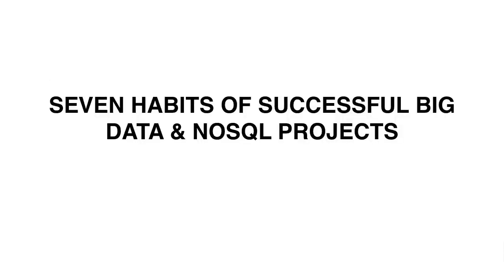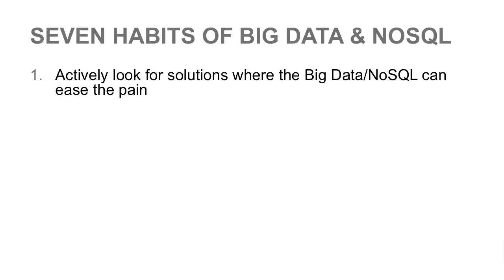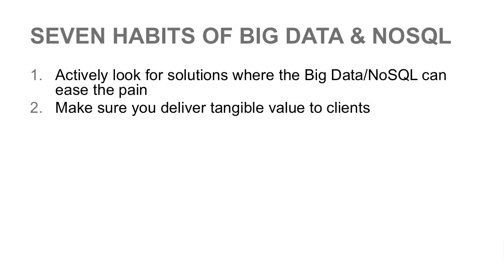In this video, we will introduce the 7 habits of successful big data and NoSQL projects in the enterprise. First, actively look for solutions where big data and NoSQL can ease the pain. Do something useful for business. The business may not be aware that you will be playing with these cool technologies, and you need to look at how you can help the business with your big data and NoSQL systems. Make sure you deliver tangible value to clients.